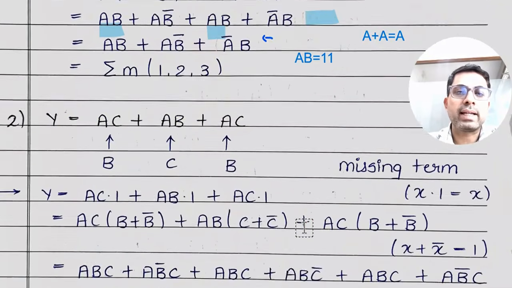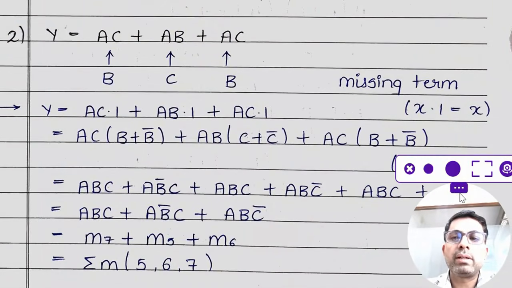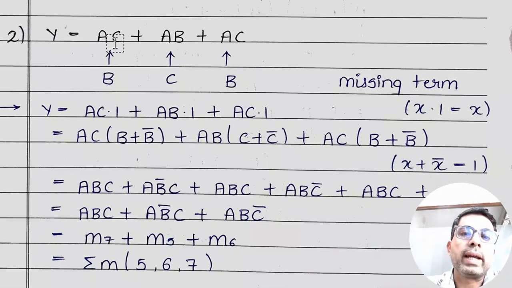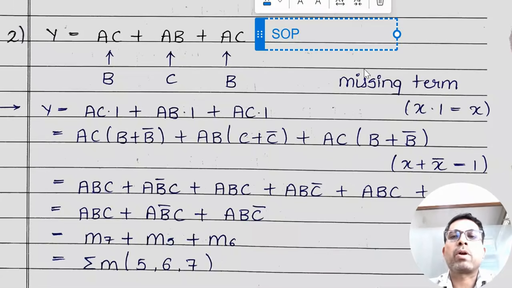So we will see another example. Now tell me, student, what equation is given here? That is Y equals AC plus AB plus AC. Now what I have told you, this is a sum of product form of equation.